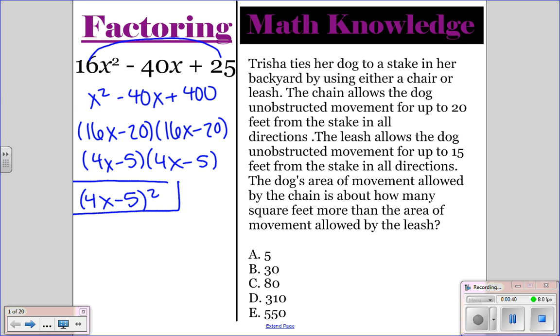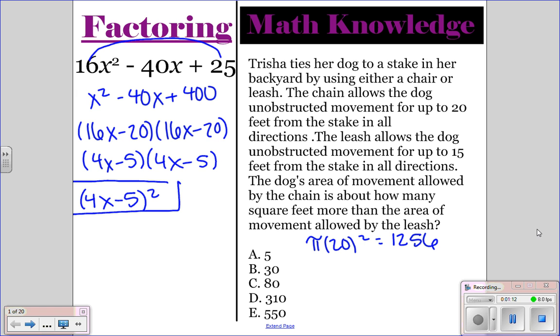Okay? For the math knowledge question, Tricia ties her dog to a stake using either a chain or a leash. The chain allows movement 20 feet out, so to find the area that the chain would allow, we would say pi 20 squared, and if you multiply that out, you'll get about 1,256.